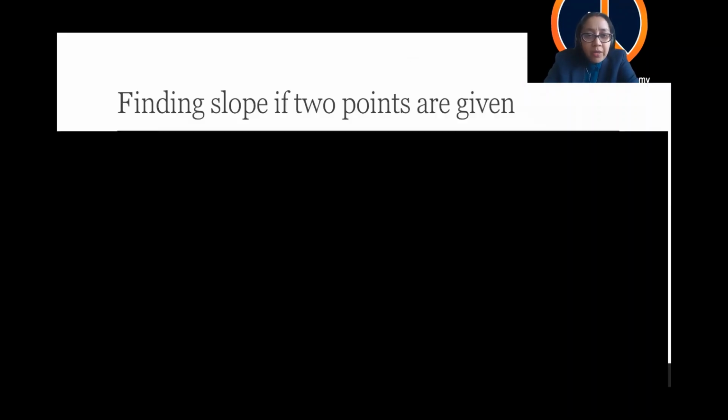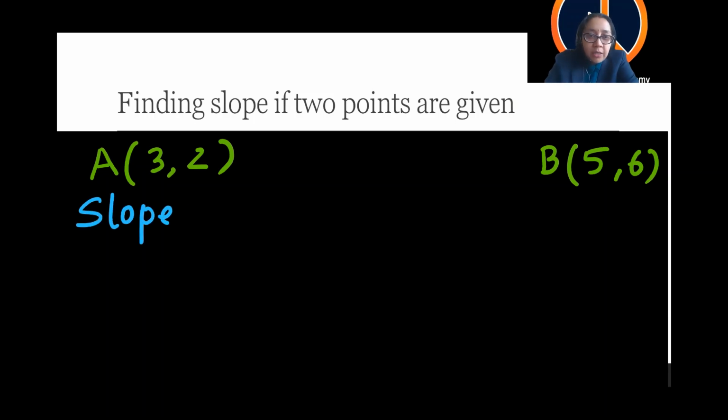Now, how will you calculate the slope of a particular equation if, for example, only 2 points are given, like x1, y1 and x2, y2? Let's see with an example. So, for example, the point A is given as 3, 2, okay, and point B is given as 5, 6. And you have to calculate the slope of this particular line segment, which has these 2 points A and B.